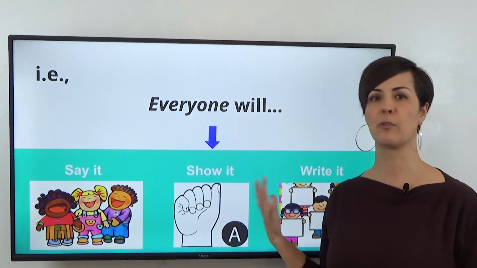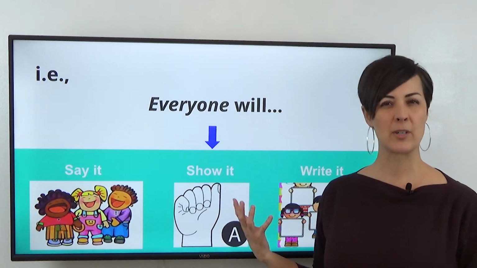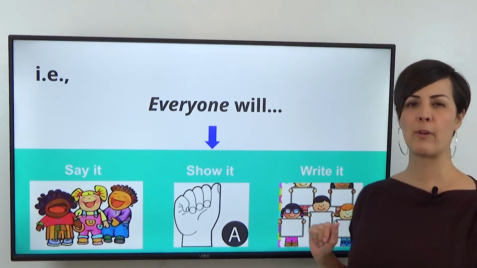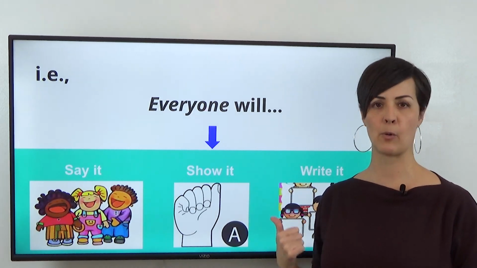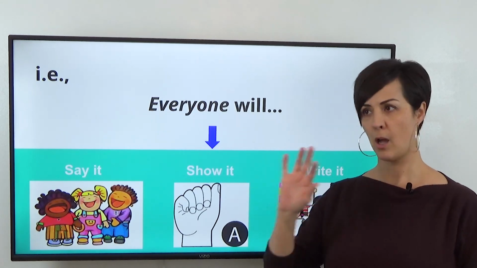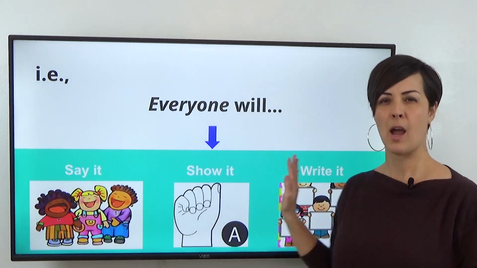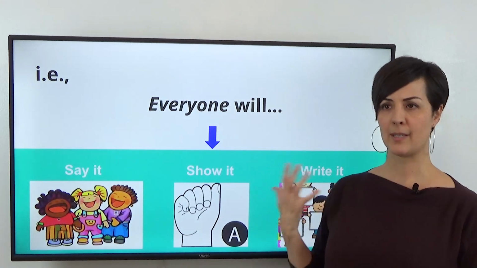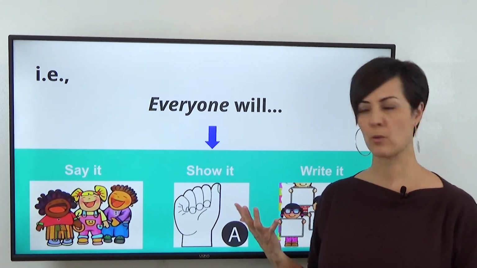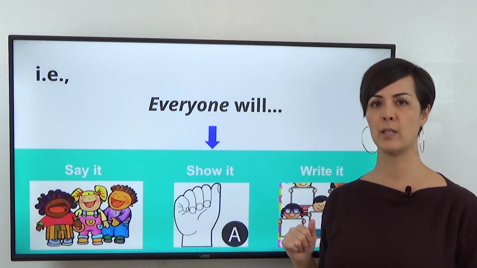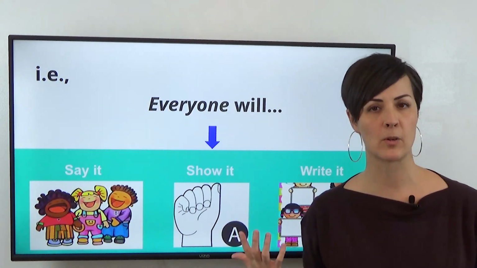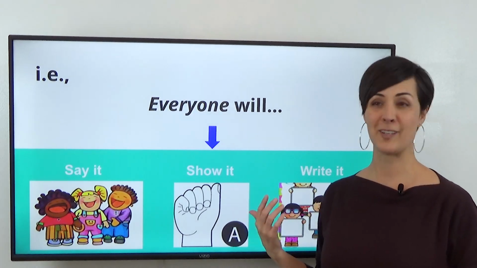Everyone will use some sort of movement or action to demonstrate understanding. And then everyone will write it would be tasks like everybody has a whiteboard, everybody has a graphic organizer, everybody has a worksheet on which we're writing something together. I'm not going to do a video about that one because it tends to be pretty easy and self-explanatory, but say it, show it, yeah, for sure we want to look at these more closely because they require some finesse in order to do effectively and efficiently.